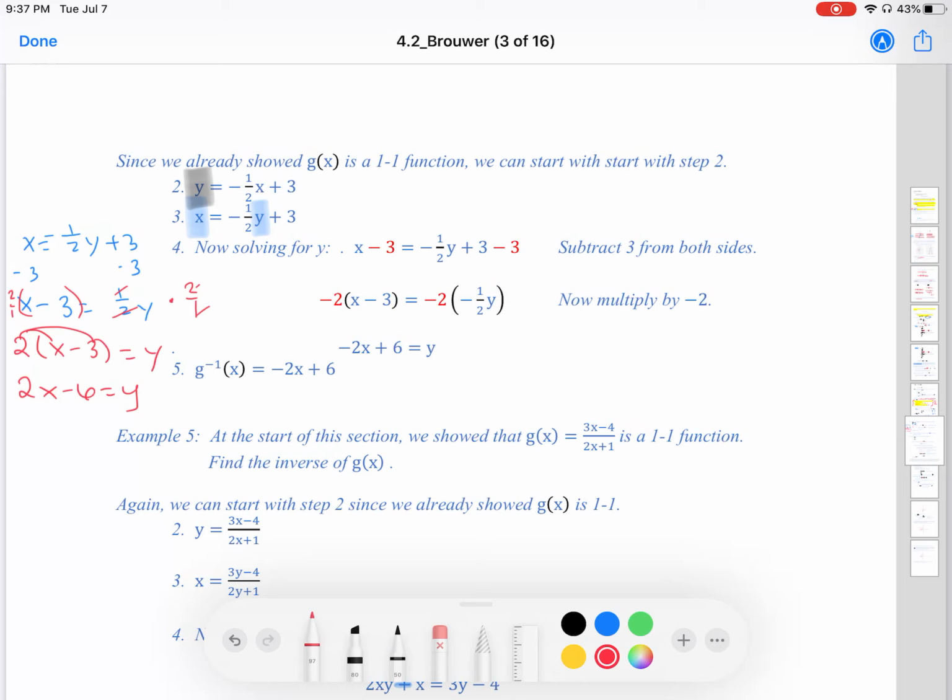Oh, I forgot that negative. So just add a negative there. All right, so we're left with negative 2x plus 6 as our answer. Lastly, we change that y into that inverse notation.